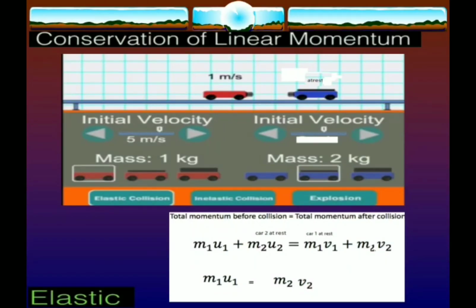Elastic collisions are collisions in which both momentum and kinetic energy are conserved. The total system kinetic energy before the collision equals the total system kinetic energy after the collision. If total kinetic energy is not conserved, then the collision is referred to as an inelastic collision.